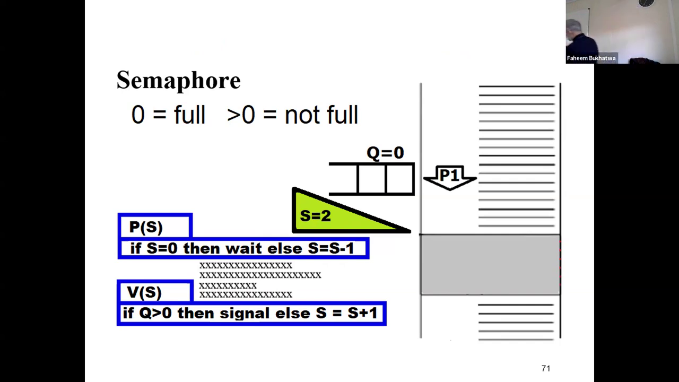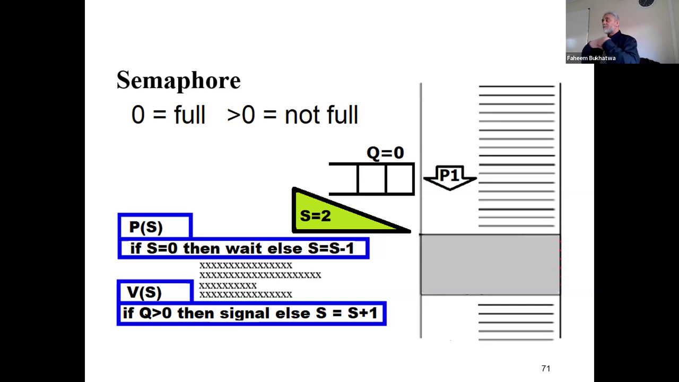Now the functions. The guy who invented this is a Dutch guy. So he used P and V. I don't actually remember what the Dutch words for P and V are, but think of it as wait and signal, similar to that. Right, so we run the P function. The P function is simple. It says, if the place is full, you have to wait. So it checks if S equals 0. Remember, 0 means full. If S is 0, then wait.